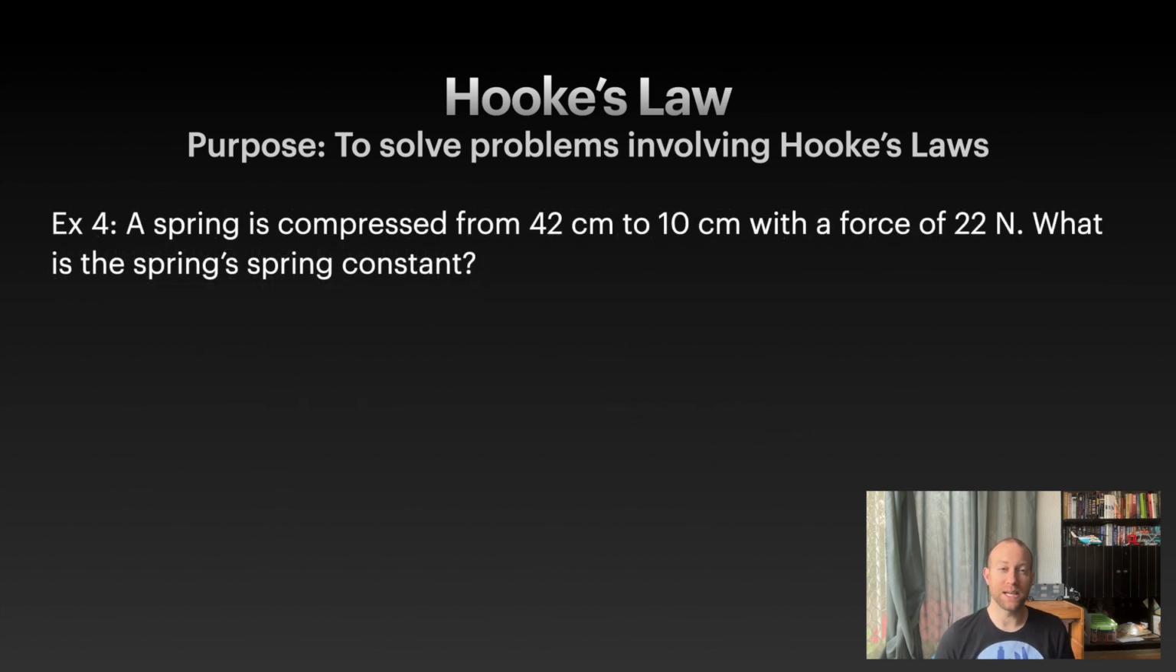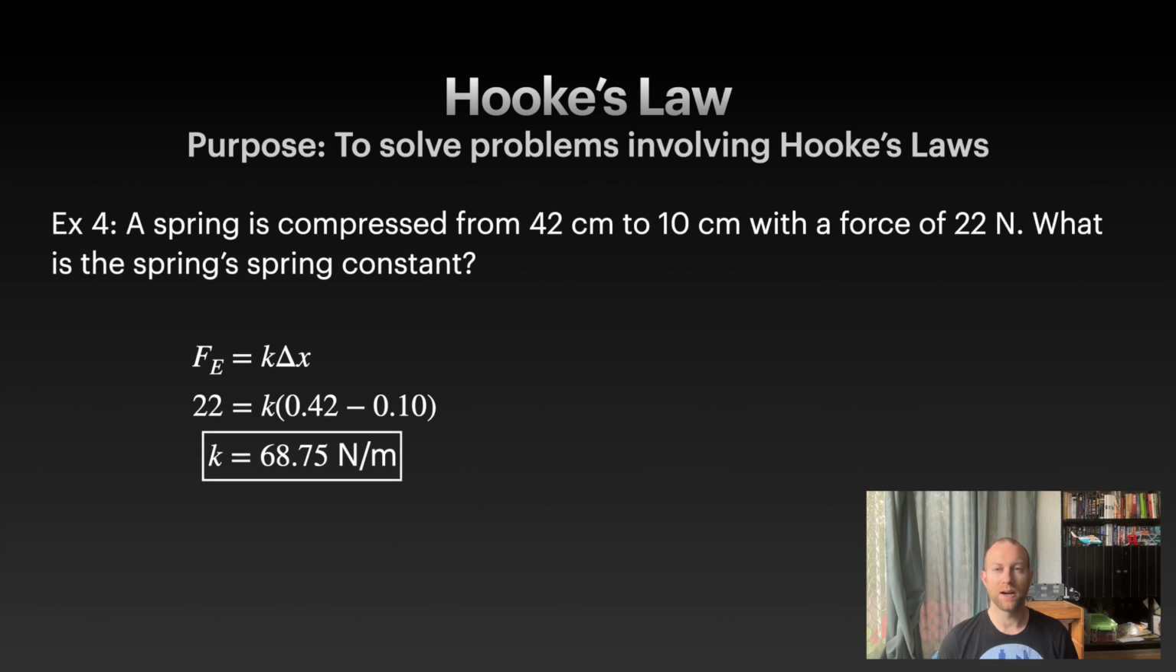So let's do another example here. This time we've got a spring. It's compressed from 42 centimeters down to 10, and you're given the force there. We want to know what's the spring constant. So we're using the exact same equation, except this time we actually need to calculate what's the change in X. So I went from 42 centimeters and I squished it down to 10. So we want to know what's the difference between those. And again, we're converting from centimeters to meters. So we can get this as our K value.